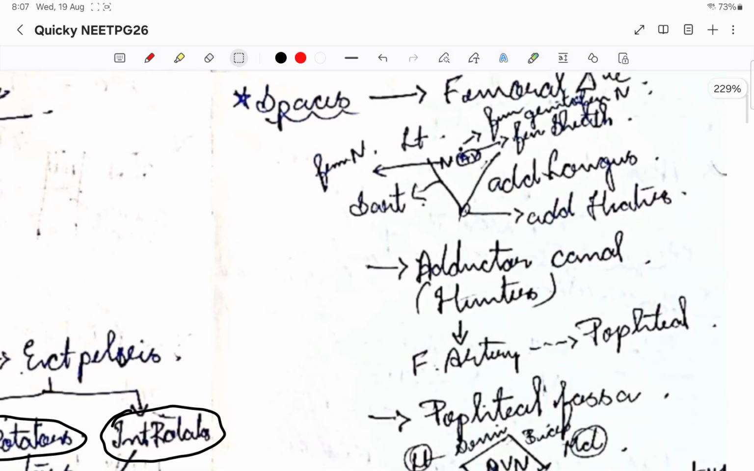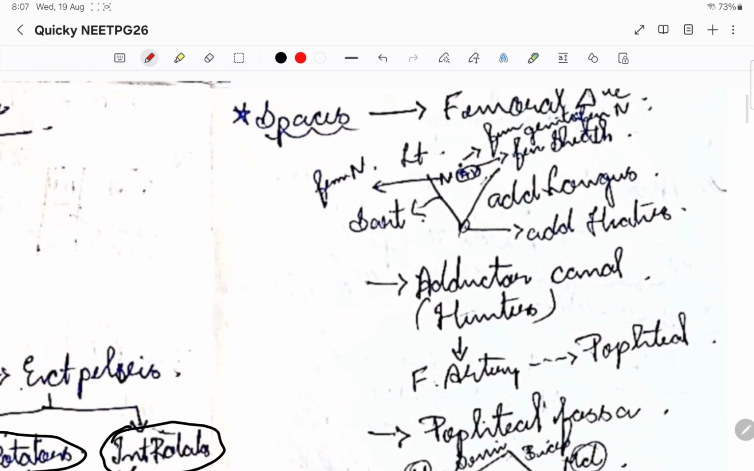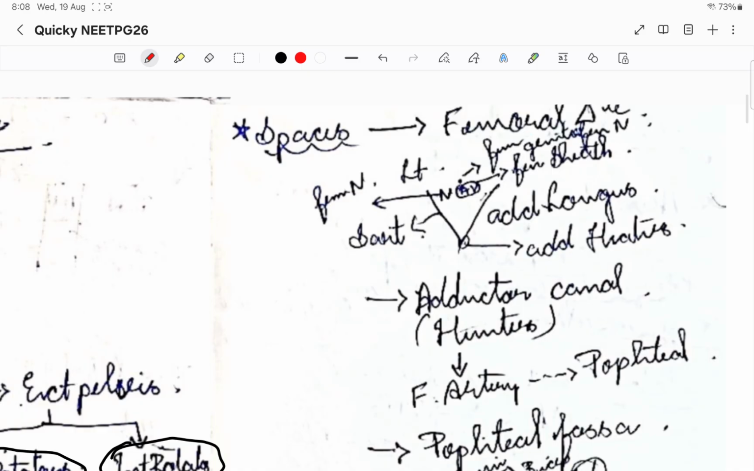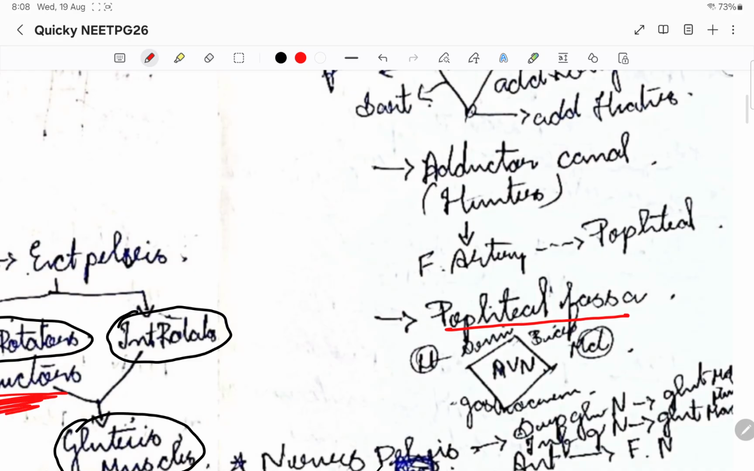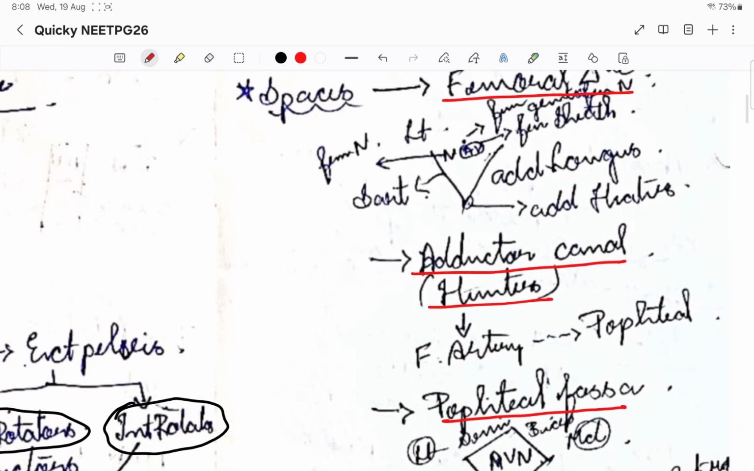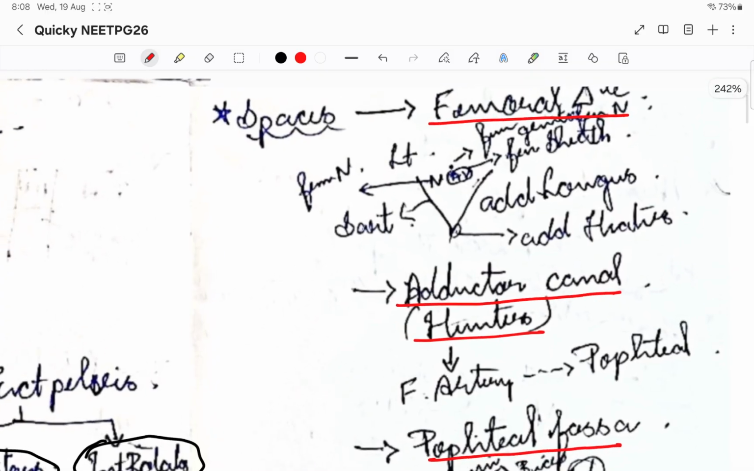The main part is not the muscles that are important. The main thing that is important in the lower limb is about the spaces. The spaces I want you guys to remember are the femoral triangle and the popliteal fossa. There is also a canal which is also an important space, called Hunter's canal or the adductor canal. I'll come back to that. So for now, you think there are three spaces: the femoral triangle, the adductor canal and the popliteal fossa.